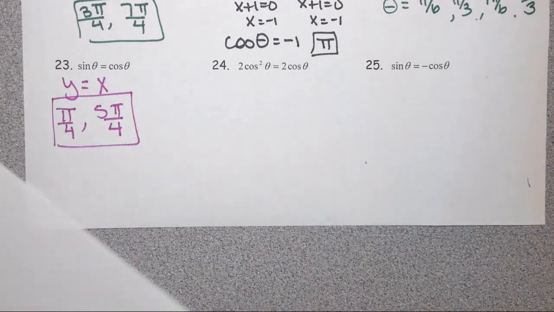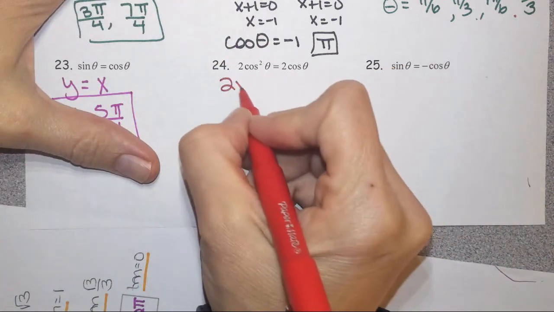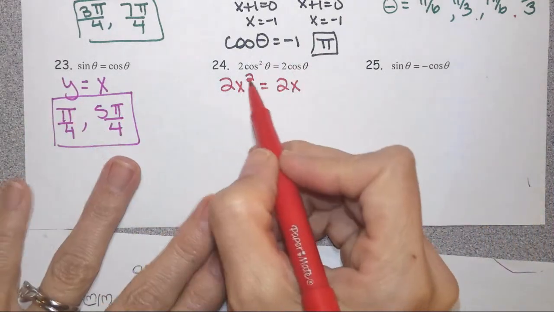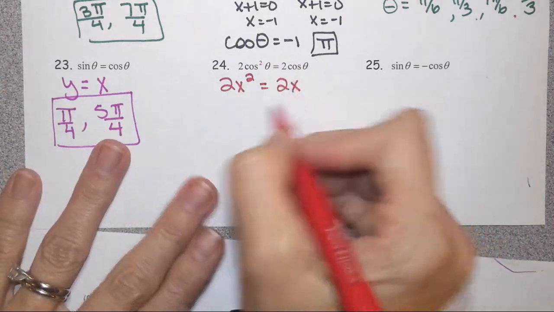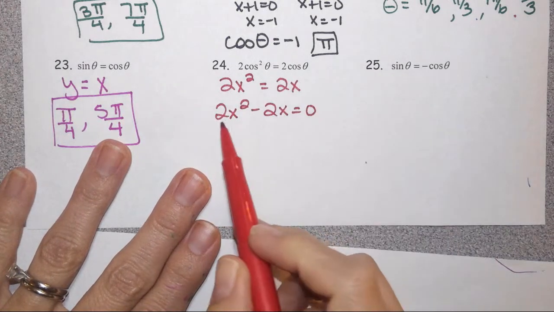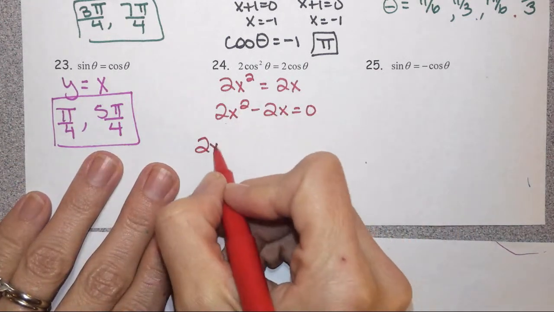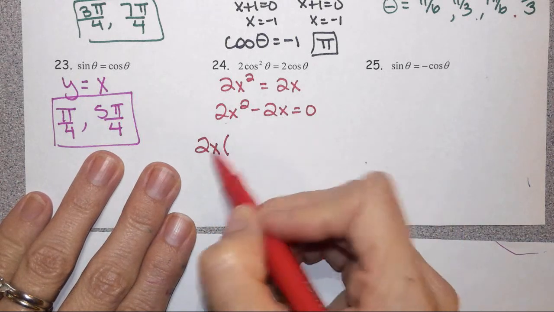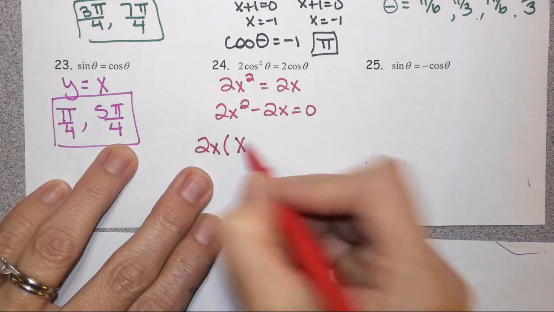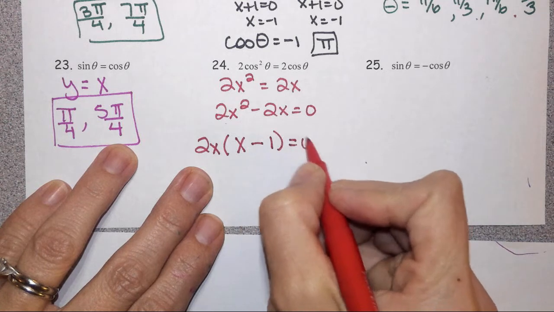All right, 24. I'm going to go change the word cosine to x. So we get 2x squared equals 2x. This is a quadratic, so I need to make the right side equal 0. So I'm going to subtract 2x. This is a quadratic binomial, so I'm going to look for a GCF. I have a GCF of 2x. So each of these terms is going to get divided by 2x. 2x squared divided by 2x is x. A negative 2x divided by a positive 2x is negative 1.